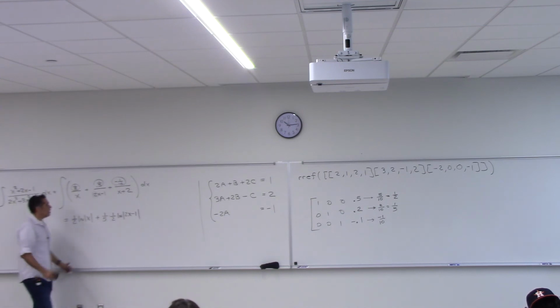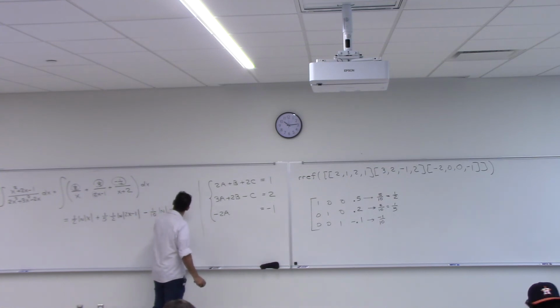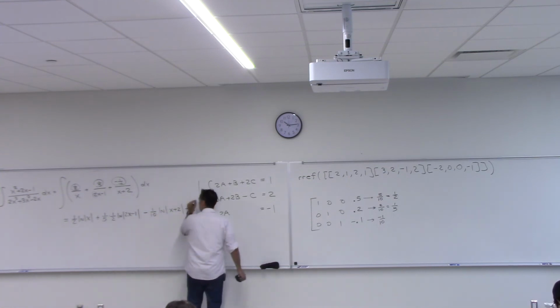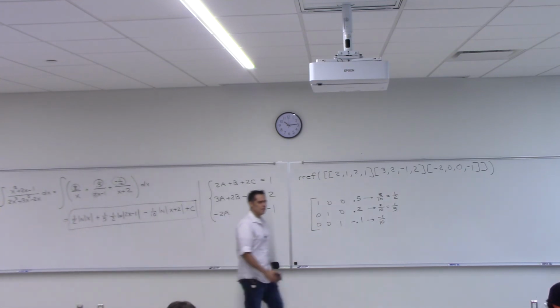And then your last one, bring out that minus 1/10. We don't need to worry about scaling on that one because it's just x plus 2 plus c. There we go. That's the antiderivative.